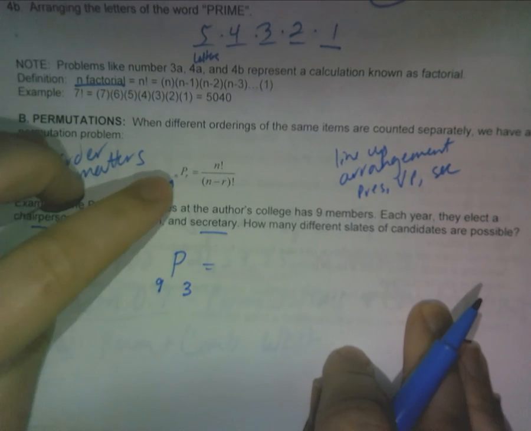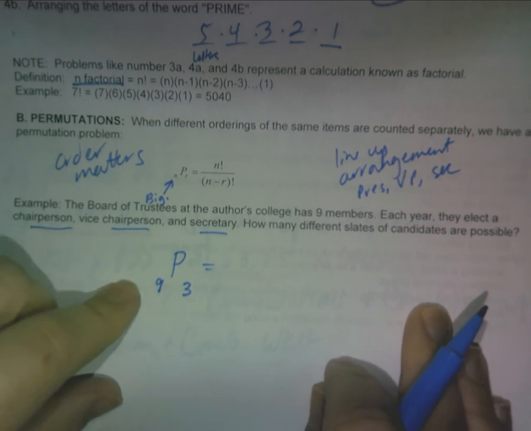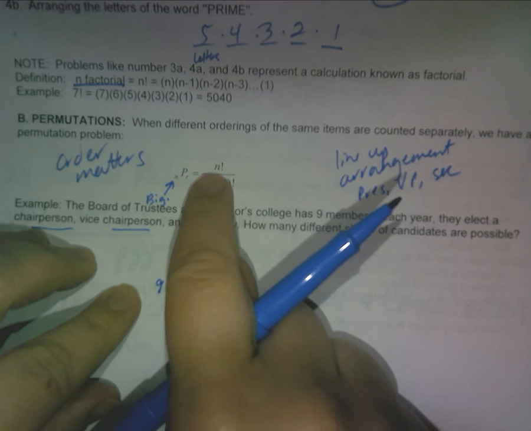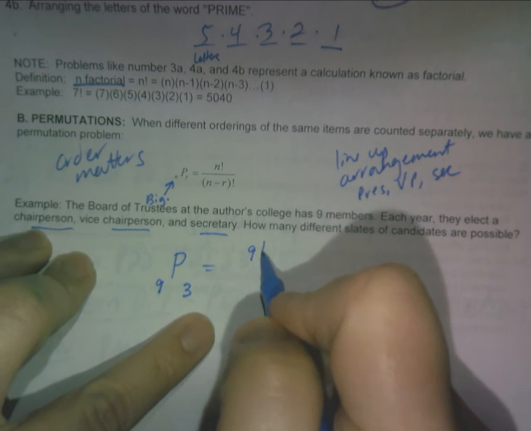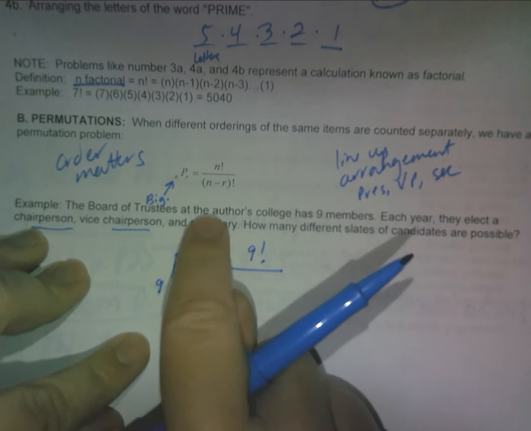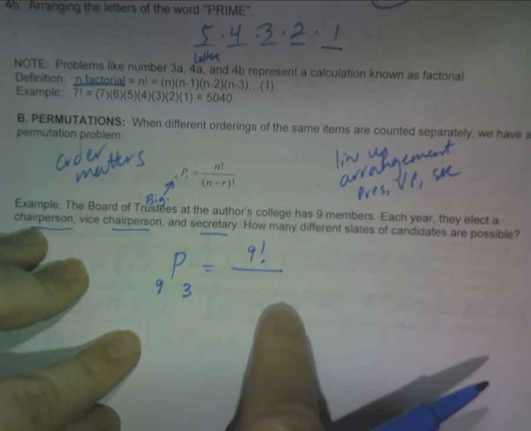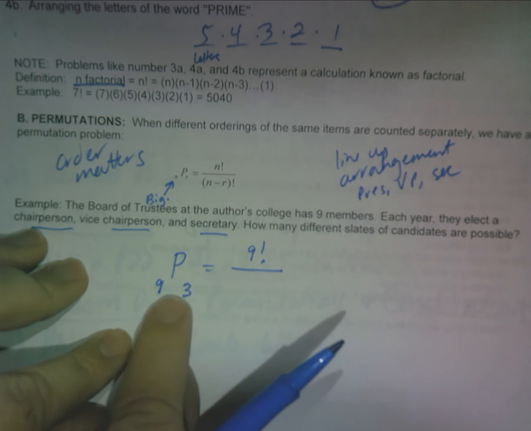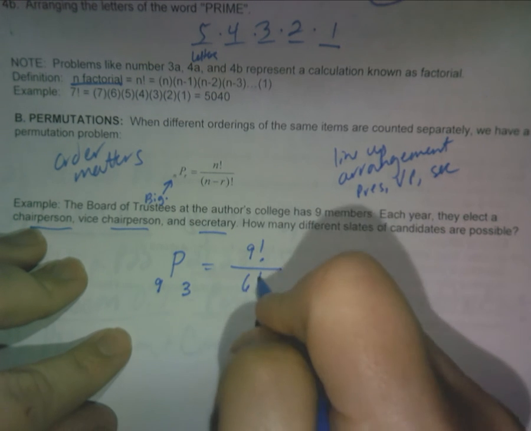The formula, I just want to show you how to do the formula, then I'm going to let you cheat on the calculator. You're welcome. The formula says to now write n factorial. So what number would come up here? 9 factorial. The bottom says now do n minus r factorial. What is n minus r? 9 minus 3, which is equivalent to 6 factorial.